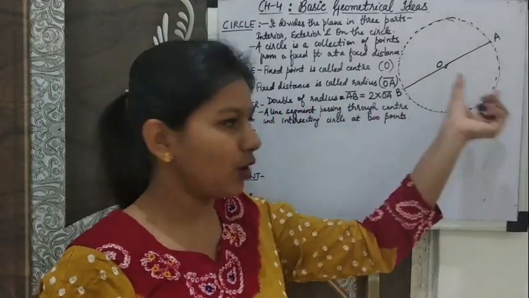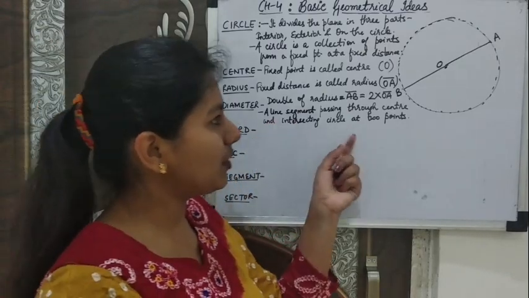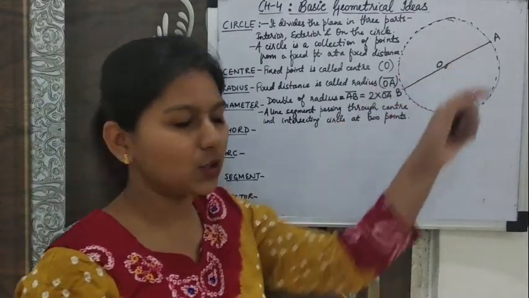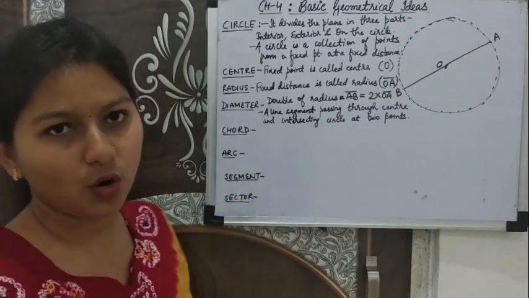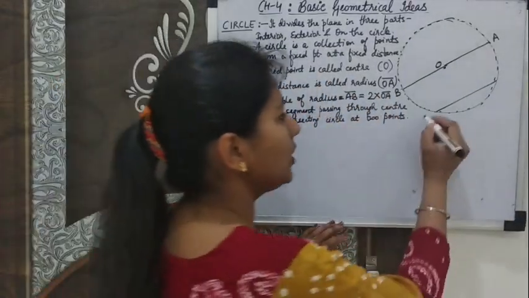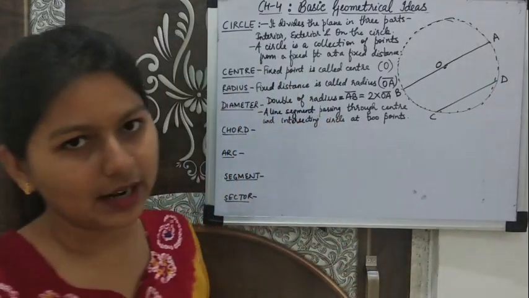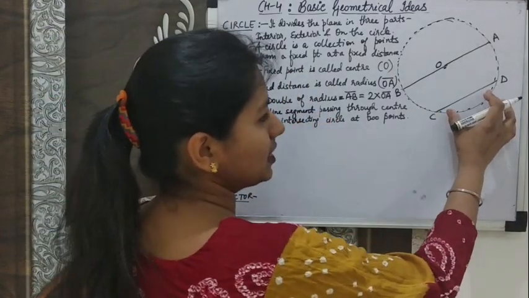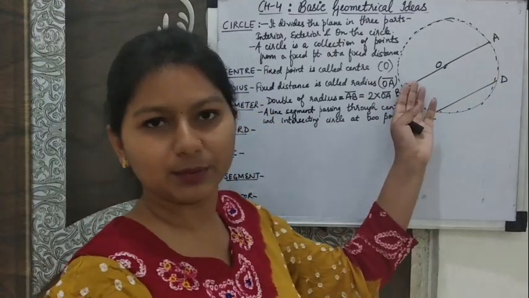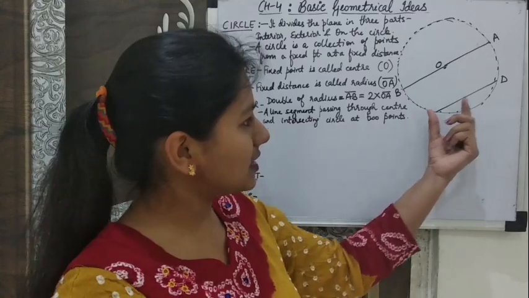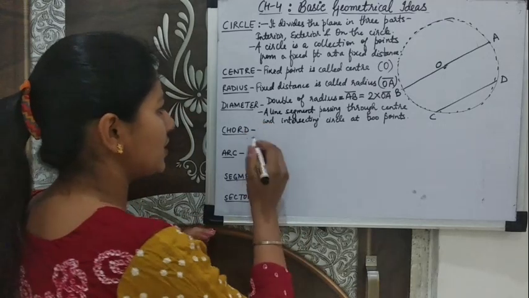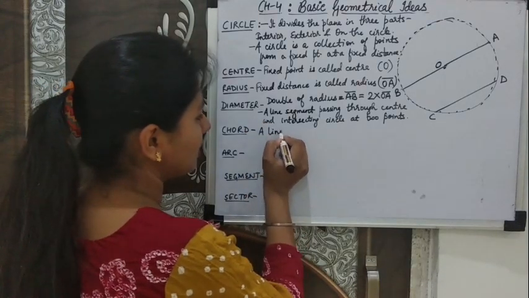One is that it is double of radius. Another is that it is a line segment which is passing through center and intersecting the circle at 2 points. Next is chord. A chord is any line segment which is intersecting the circle at 2 points. If I increase the length of this chord, then at one time it will become the diameter. So we can say that the longest chord possible in a circle is the diameter. So first, what is chord? A line segment.